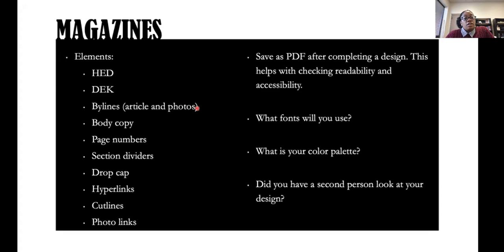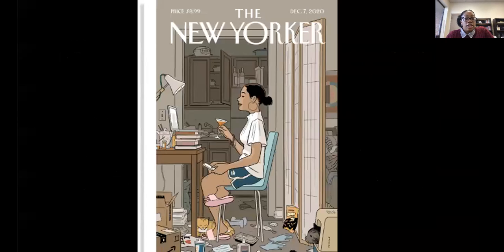And then also you've got to think about fonts. You have to think about your color palette. You've got to think about also, do you have a second person to look at your design?